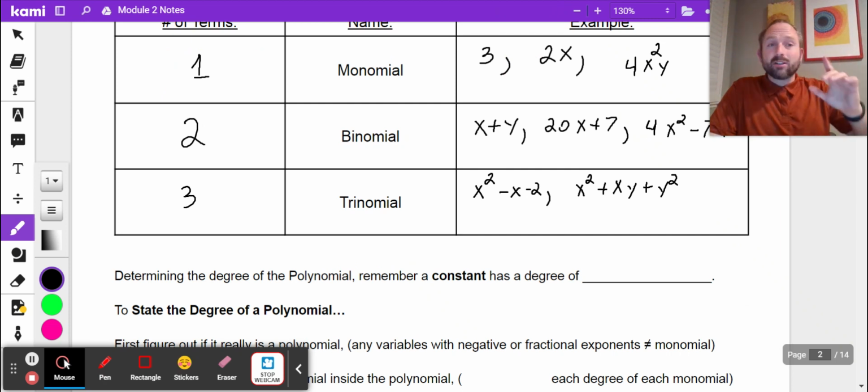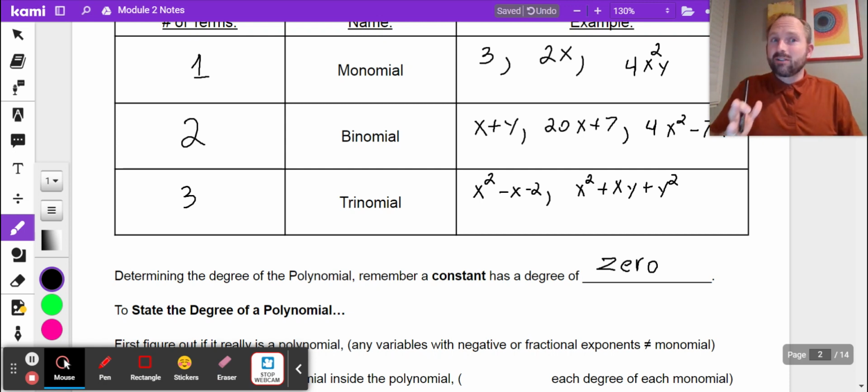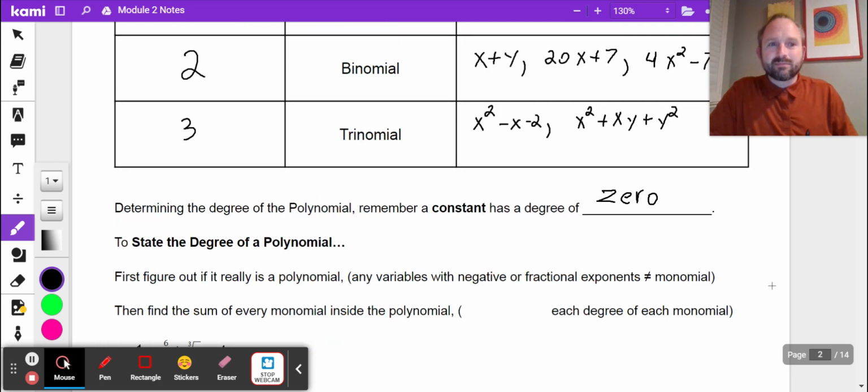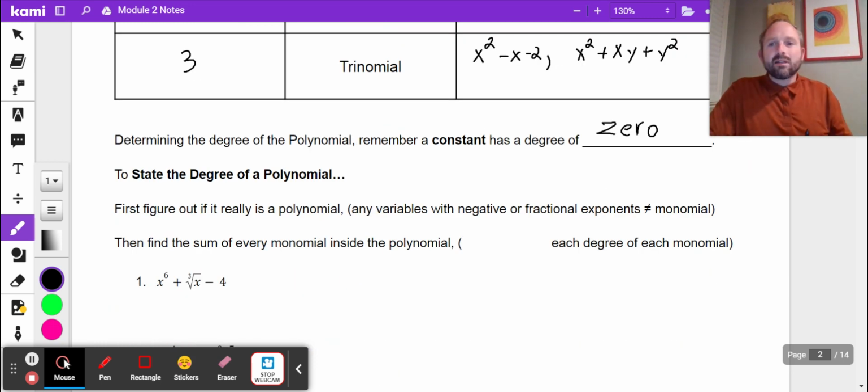So determining the degree of a polynomial, you need to remember, I said it earlier, a constant means just a number, has a degree of 0. So we're going to state the degree of a polynomial. First, we need to figure out if it's really a polynomial. So just like we were doing previously, we're going to go all the way down and answer this question. So first figure out if it's really a polynomial. Any variables with negative or fractional exponents don't equal a monomial. So then it's not a polynomial. Then we're going to find the sum of every monomial inside the polynomial.